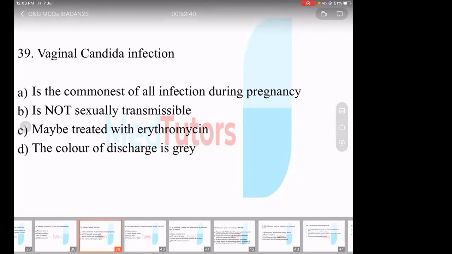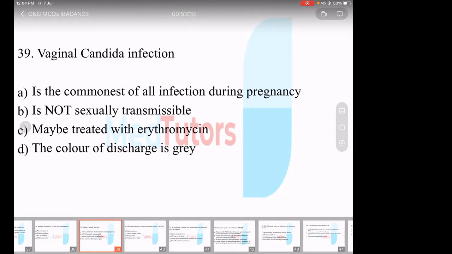A, it is the commonest of all infection during pregnancies. No, UTI mostly is the most common infection during pregnancy. Then B is not sexually transmissible. This is correct. It is not sexually transmissible. C, it may be treated with erythromycin. The most common treatment plan is mostly an antifungal, either cream or a single dose.